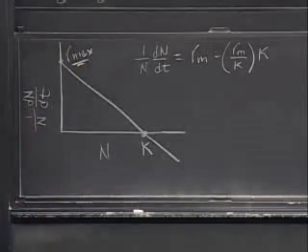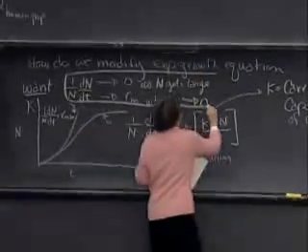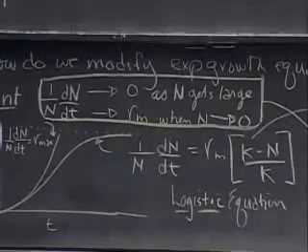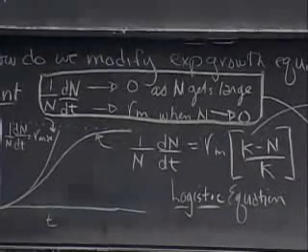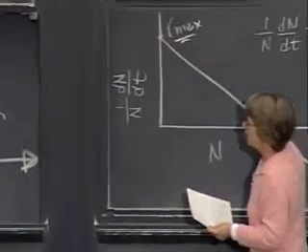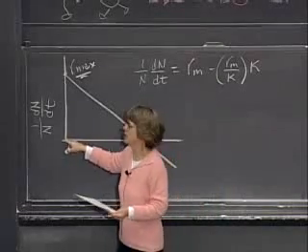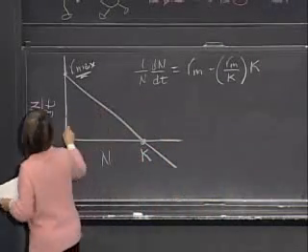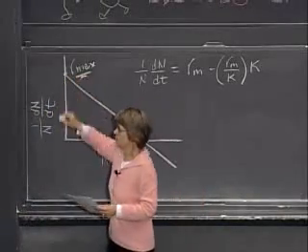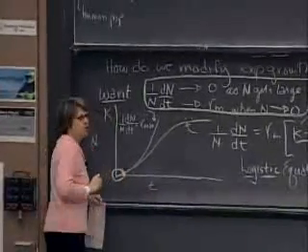So you can see these features over here in this plot, right? So as n gets very large, 1 over n dn dt goes to 0. And when n is very small, 1 over n dn dt is near R max. You're basically growing. You're over here where the exponential growth curve and the logistic curve are essentially the same thing.